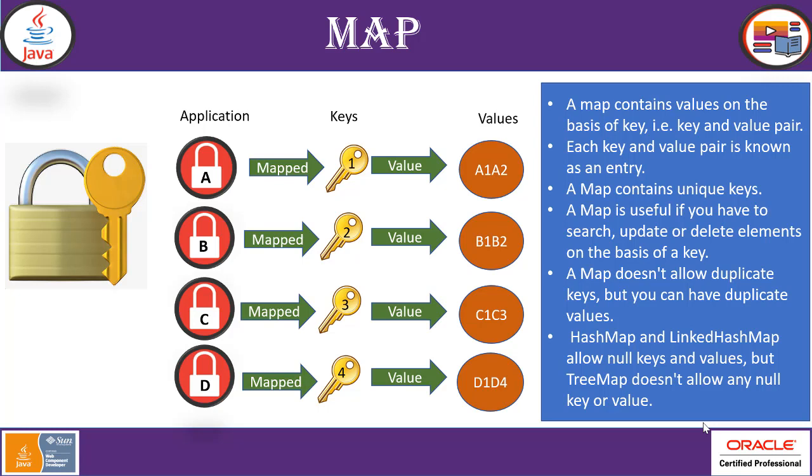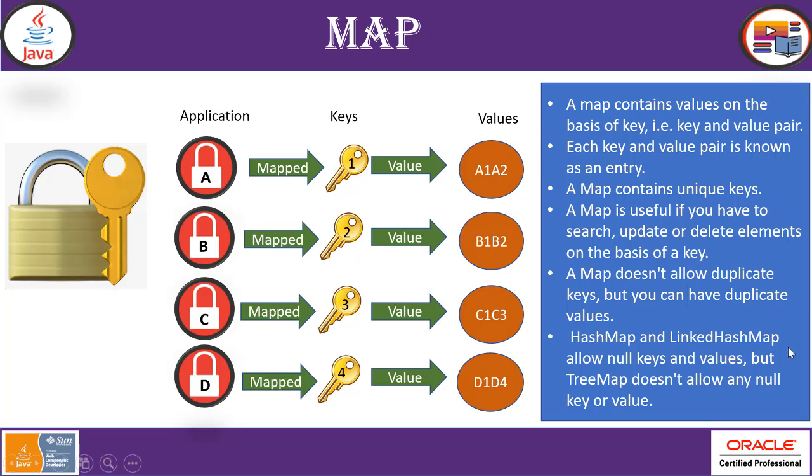Map contains values on the basis of key. So it works as a key and value pair. Each key and value pair is known as an entry. So every data is linked and associated to a key, and that key further gives you the mapped values. So map is very useful if you have to search, update or delete elements on the basis of a key. It works on an association relationship based on application. A map does not allow duplicate keys, but you can have duplicate values.